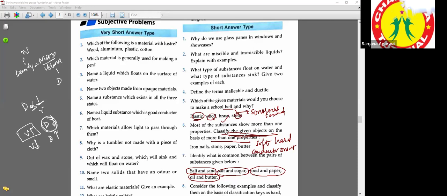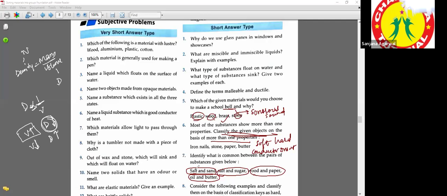Very good, Neha. Children, try to think what can be the answer. First of all, understand the question. Read the question twice or thrice if you require. It is asking what is common between the pairs of substances.